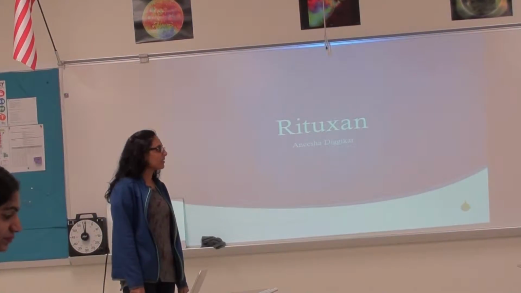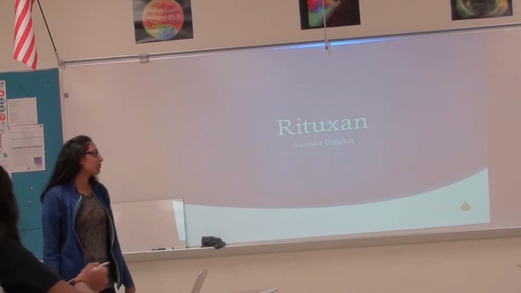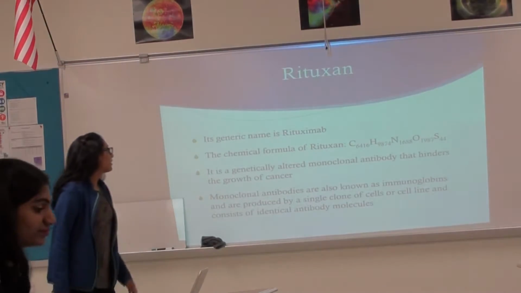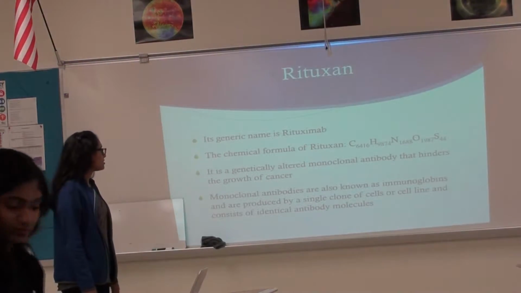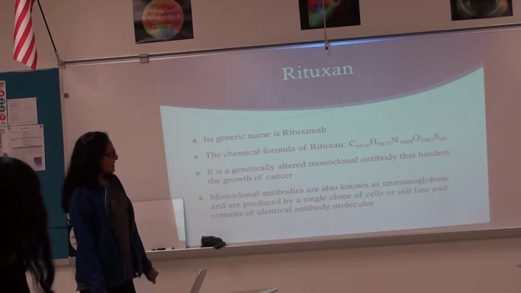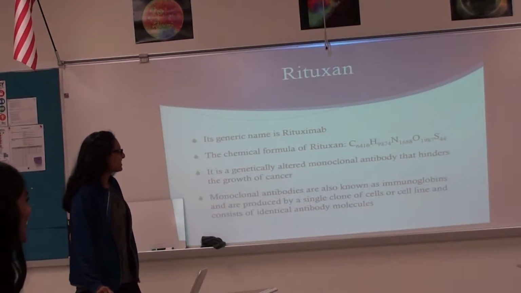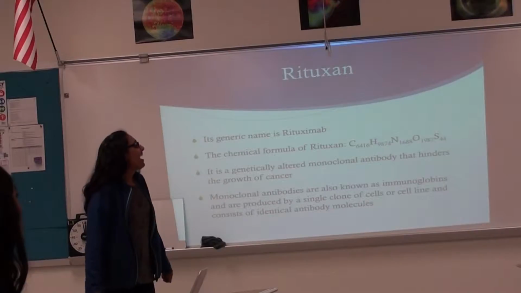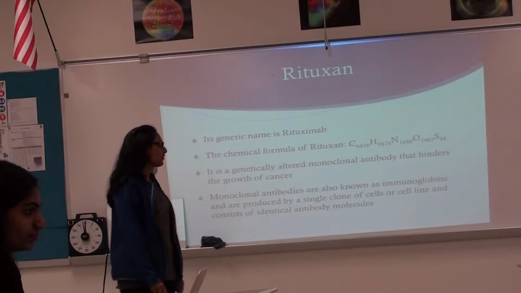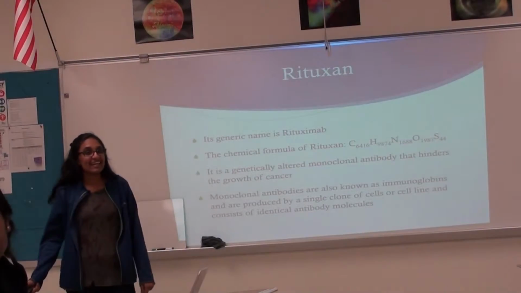Okay, so I chose a cancer drug known as Rituxan. Its name is Rituxan, and the chemical formula of Rituxan is C6416, H1874, N1688, O1987, S44. As you can tell, it's pretty big.